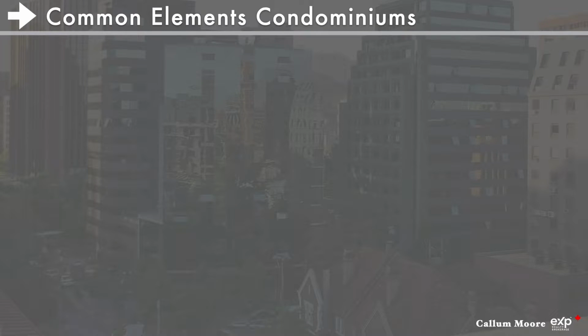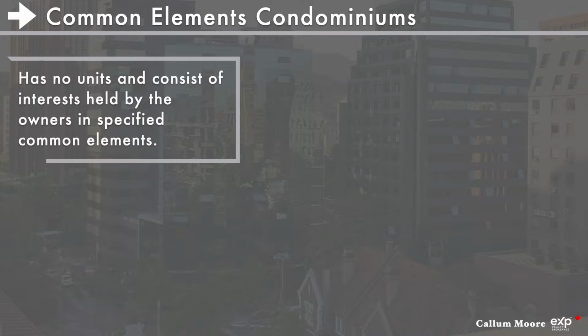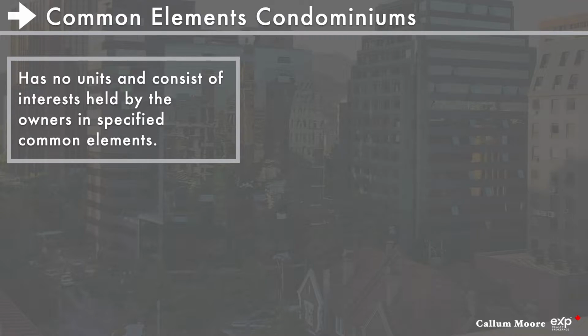But the common elements condominium, however, has no units and consists of interest held by the owners in specified common elements. So the common elements could be something like a golf course and everything that consists of the golf course, like the clubhouse, the carts, etc. It could be a ski hill, and same thing, the chalet, the chairlifts. It could even be a community center or a shared road. Let's say for this example, it's going to be a golf course.